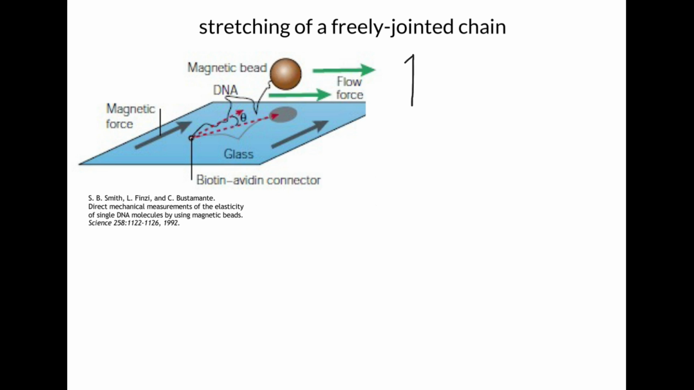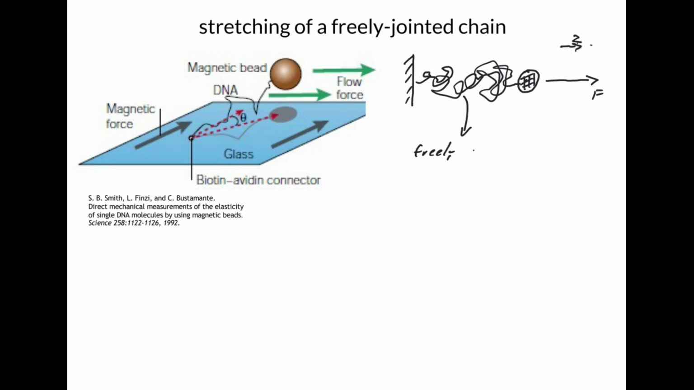Well, for that we go back again to the initial data from Bustamante's lab, where the DNA was tethered to a wall, and we pull on a bead which is tethered on the other side of the DNA in order to pull on it. Now the DNA we now describe as a so-called freely jointed chain.